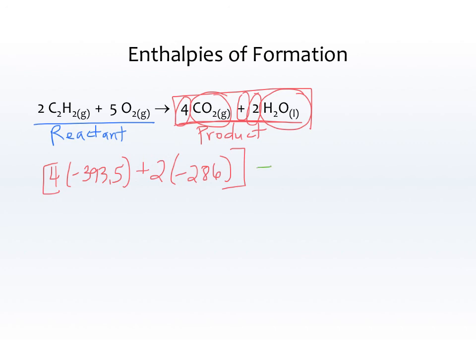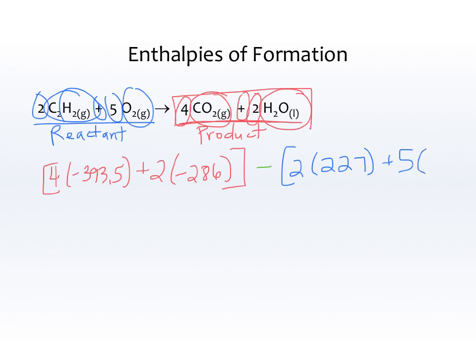Minus, for the reactants, 2 times the number for C2H2. So find C2H2 on your chart. That's 227 plus 5 O2. The number for O2 on your chart, look it up. It's 0 because it's an element. And bracket that. So now we're going to simplify.